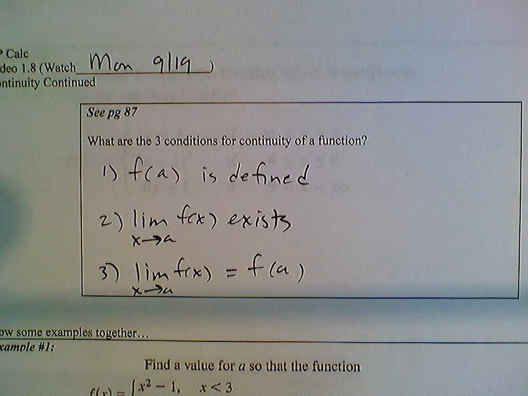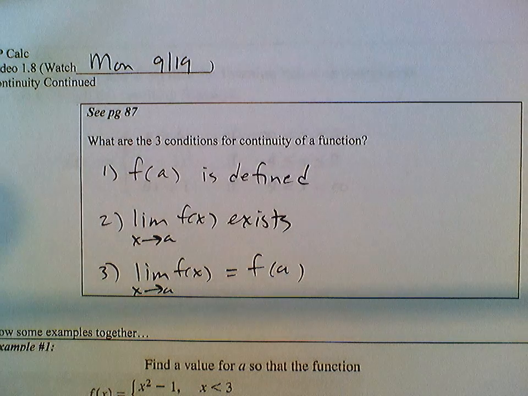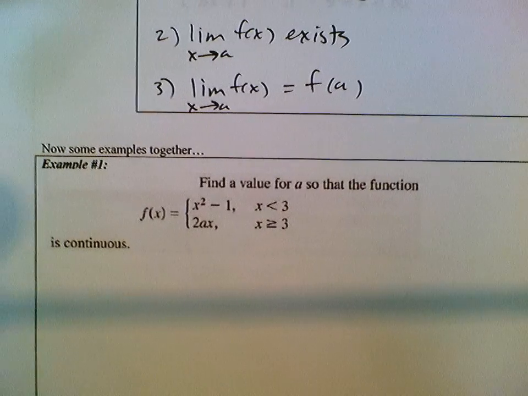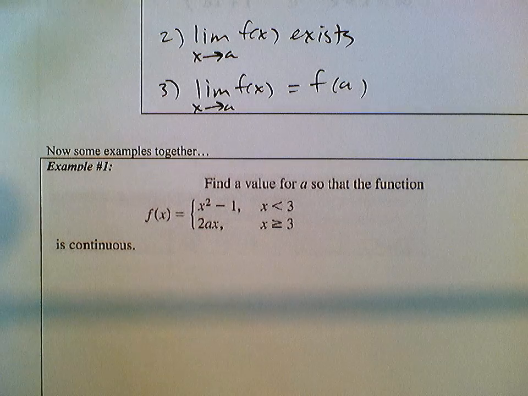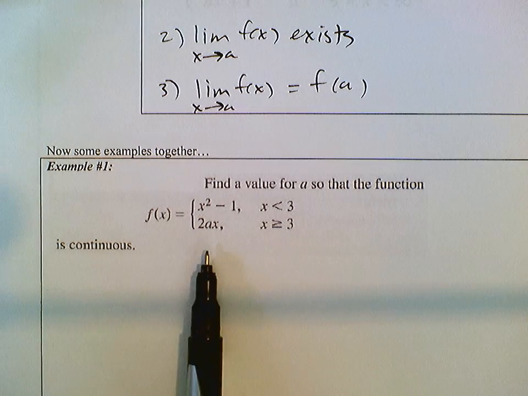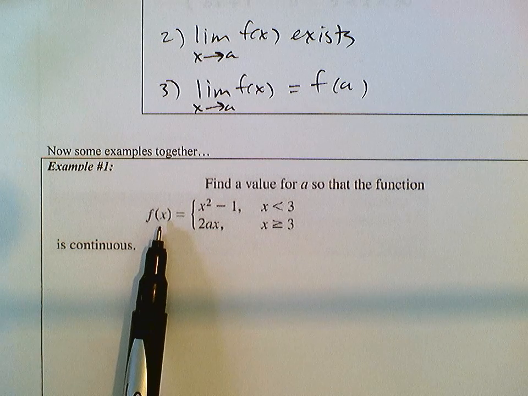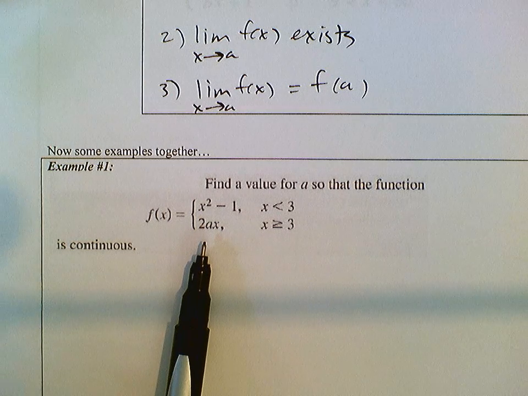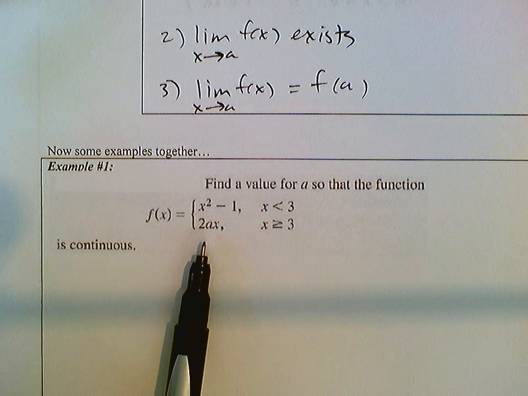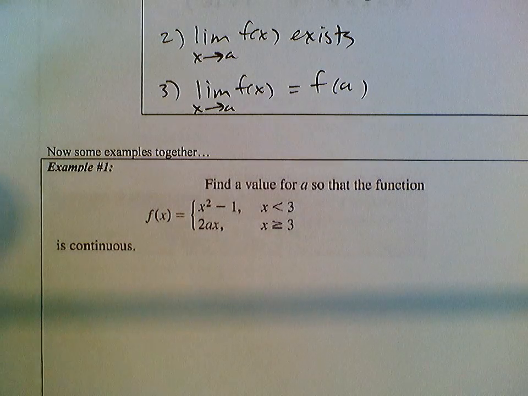Now we can use these conditions to make a function continuous. Here's an example. Example number 1: find a value of a so that the following piecewise function is continuous. Now x is the input variable. A stands for a constant here, guys. It's a constant that we don't know, but that we need to find in order to make this function continuous.